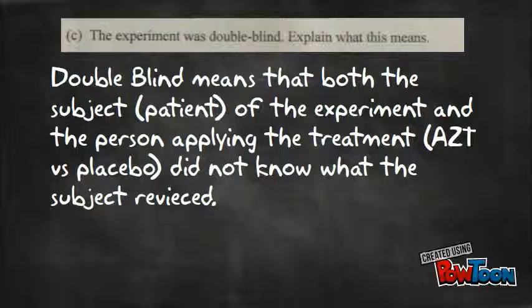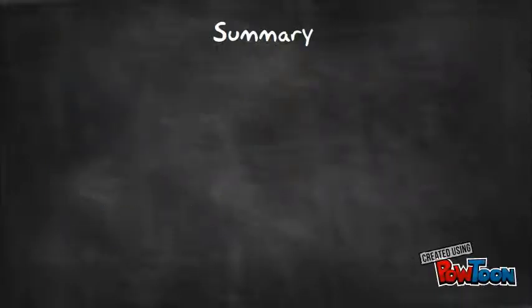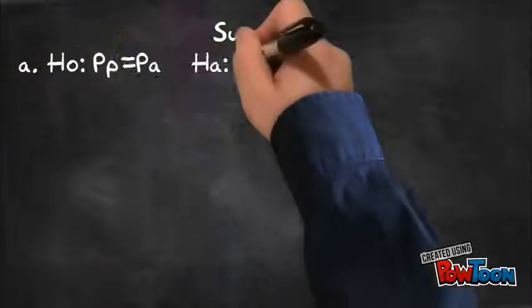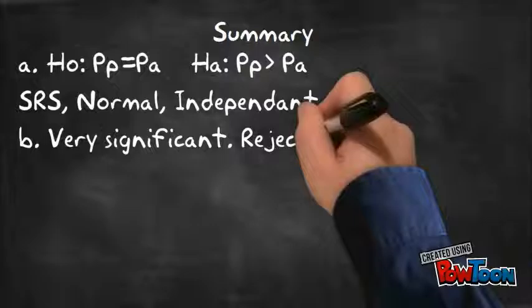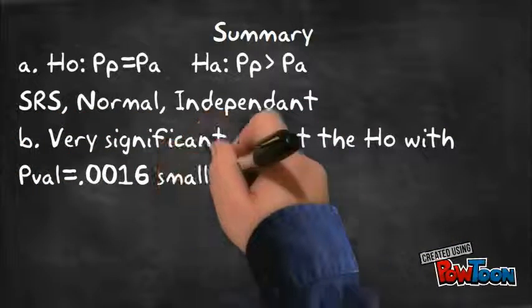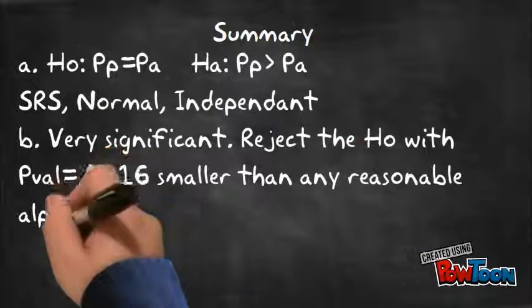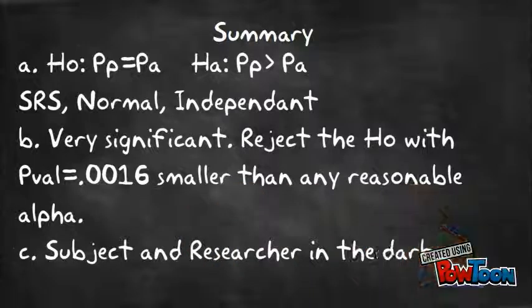A third party did. In summary, in part A, we said our null hypothesis was that the probability of P equals the probability of A, and our alternative was P is greater than A. We also checked for the conditions of SRS, normality, and independence. In part B, we found statistically significant evidence to reject the null hypothesis, and then in part C, we discovered that double blind means the subject and researcher are in the dark.